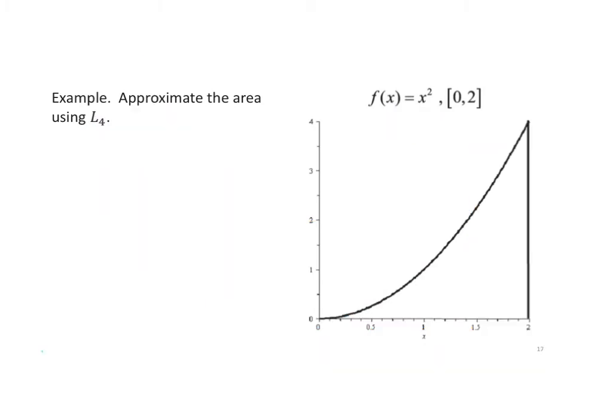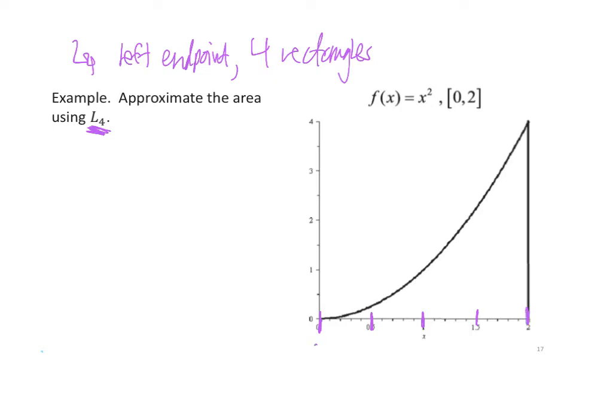Now what if we decided to approximate using the left endpoint of each interval? So L4 would be left endpoint with 4 rectangles again. Alright, so here's our subdivision. So our delta x is still going to be 0.5 in each rectangle. This time we're picking the left endpoint, the leftmost x value in each subinterval. We're plugging that into the function.